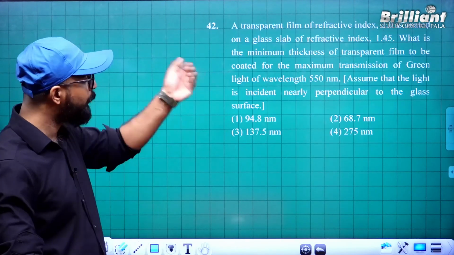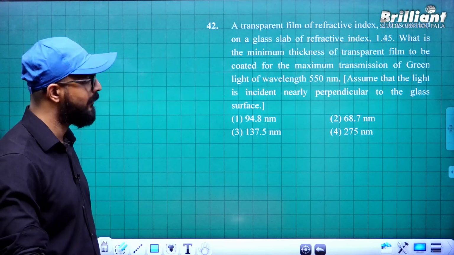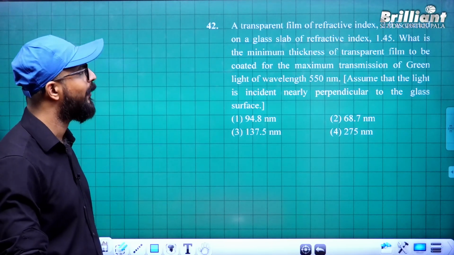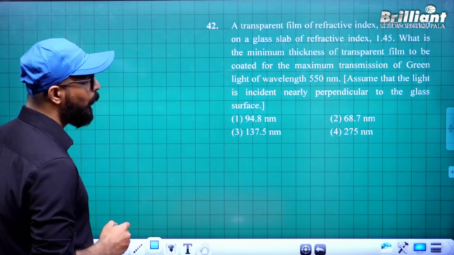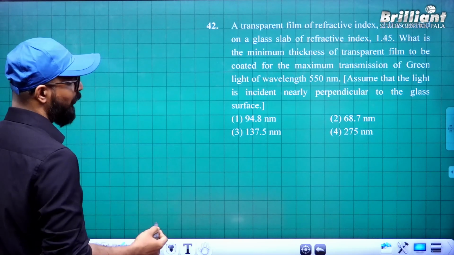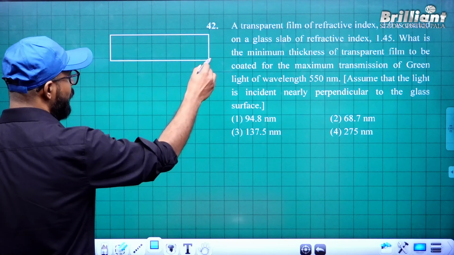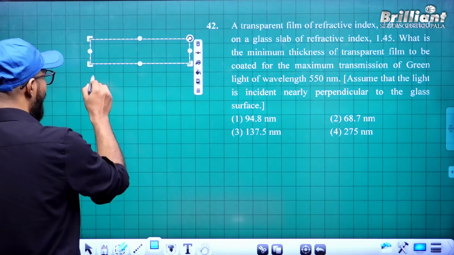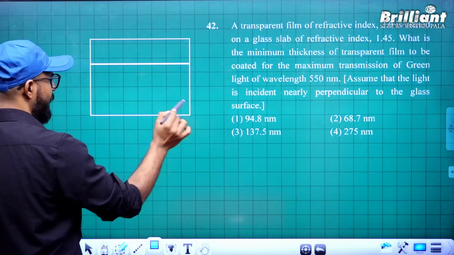So here you have a question. A transparent film of refractive index 2 is coated on a glass slab of refractive index 1.45. What is the minimum thickness of the transparent film to be coated for maximum transmission of green light of wavelength 550 nanometer? That's the question. Without having any knowledge on the thin film, you will not be able to crack this question.